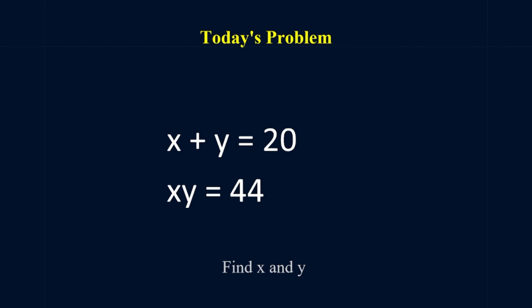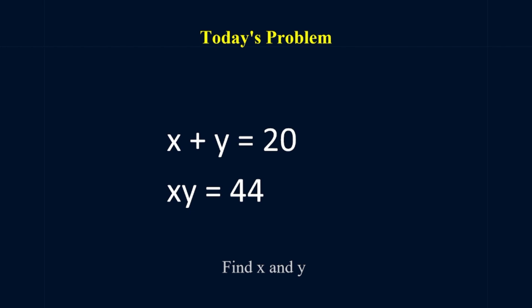We know that x plus y equals 20 and x times y equals 44. Take a few seconds. How would you solve it? Most students immediately think about substitution. Others try to build a quadratic equation. Both methods work, but they also create a lot of unnecessary work.